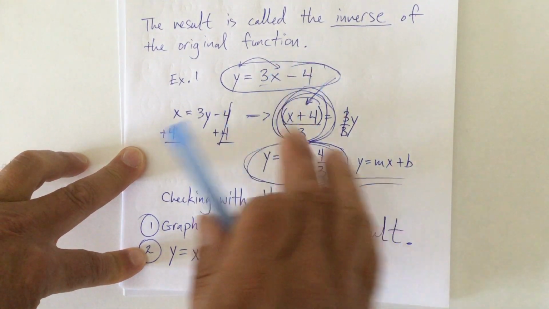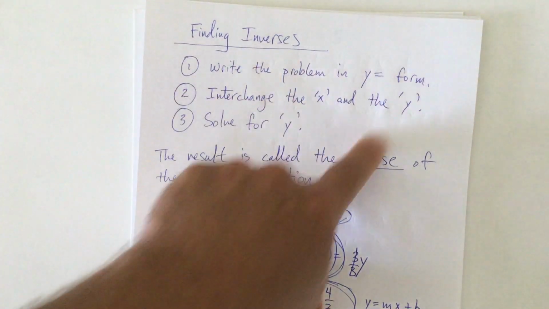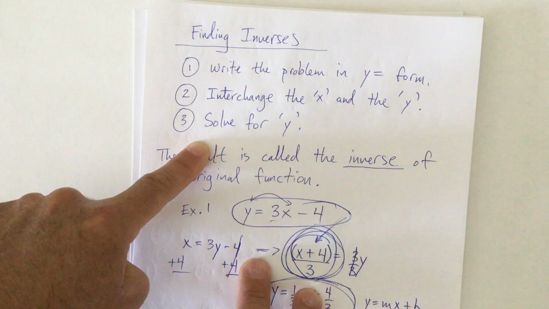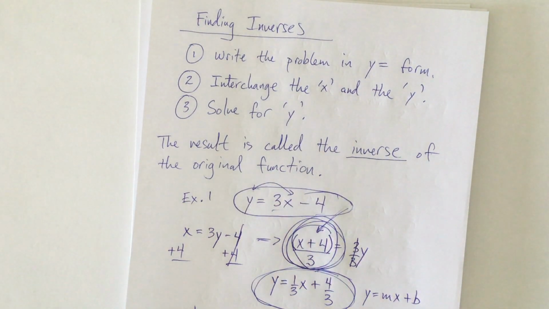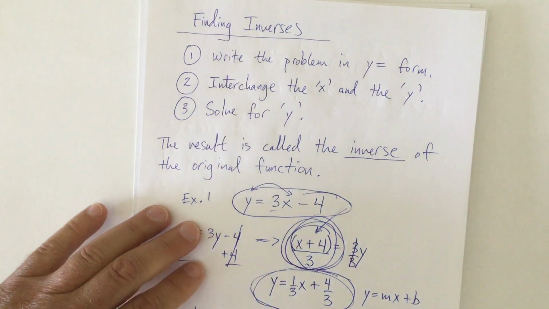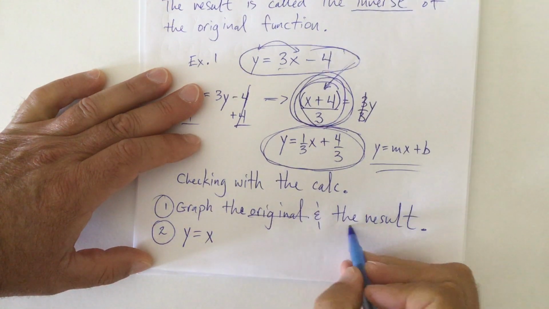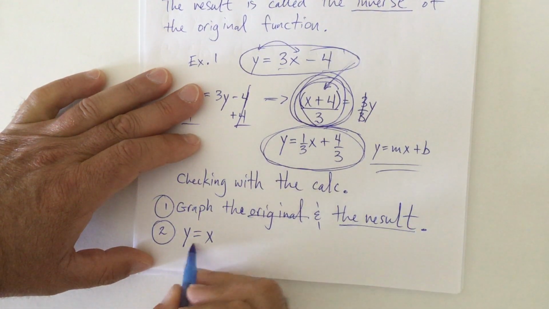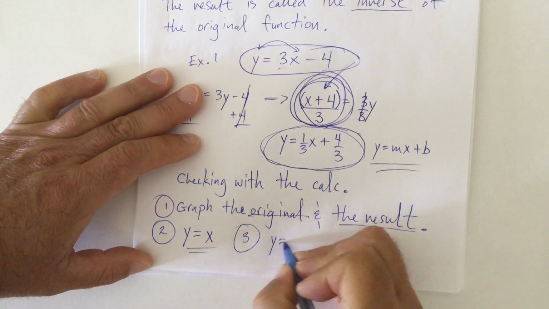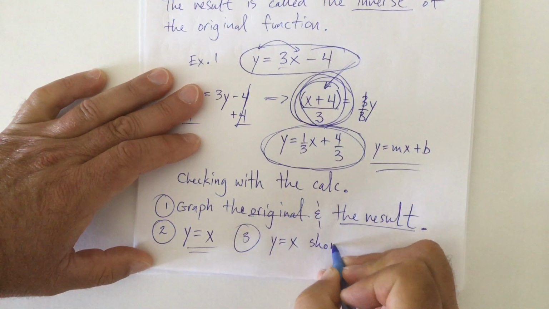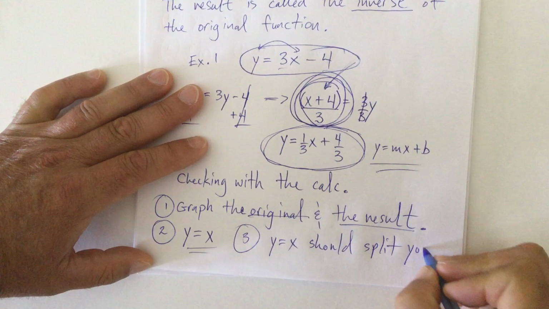Now, what we're working on today, finding inverses, is true no matter what kind of function. If you do this, you'll find its inverse. But linear ones are the easiest ones to do, so that's what we're going to start with today. So, when we check it with a calculator, number one, graph the original and the result. That's the inverse. Graph the line y equals x, and y equals x should split your picture in half.